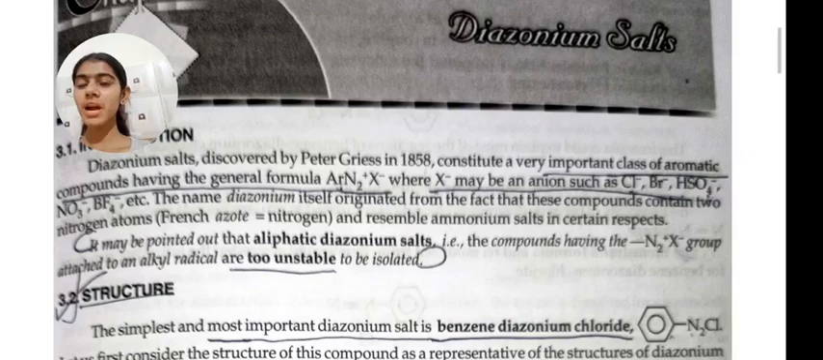It may be pointed out that aliphatic diazonium salts, that is the compounds having the N2+X- group attached to an alkyl radical, are too unstable to be isolated.